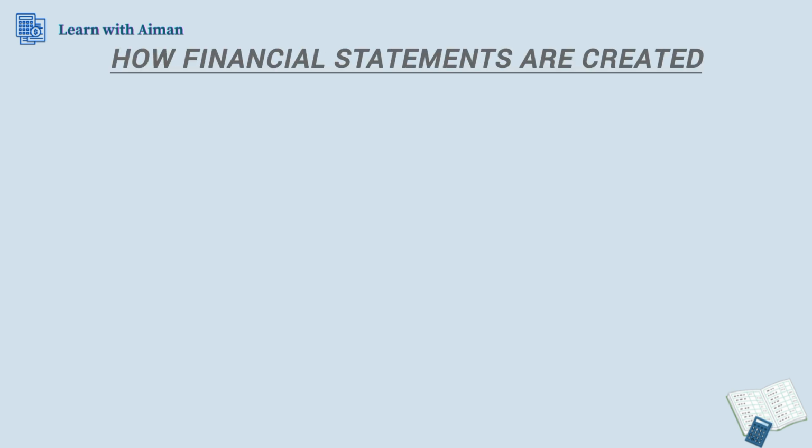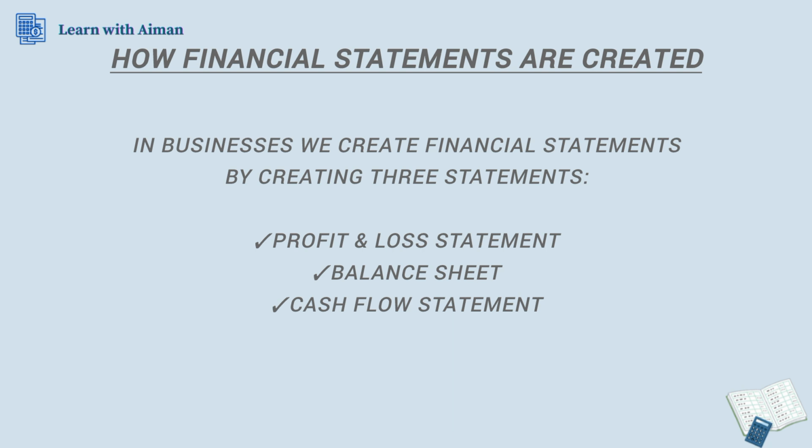How financial statements are created? In businesses, we create financial statements by creating 3 statements. Number 1 is profit and loss statement, number 2 is balance sheet, and number 3 is cash flow statement.